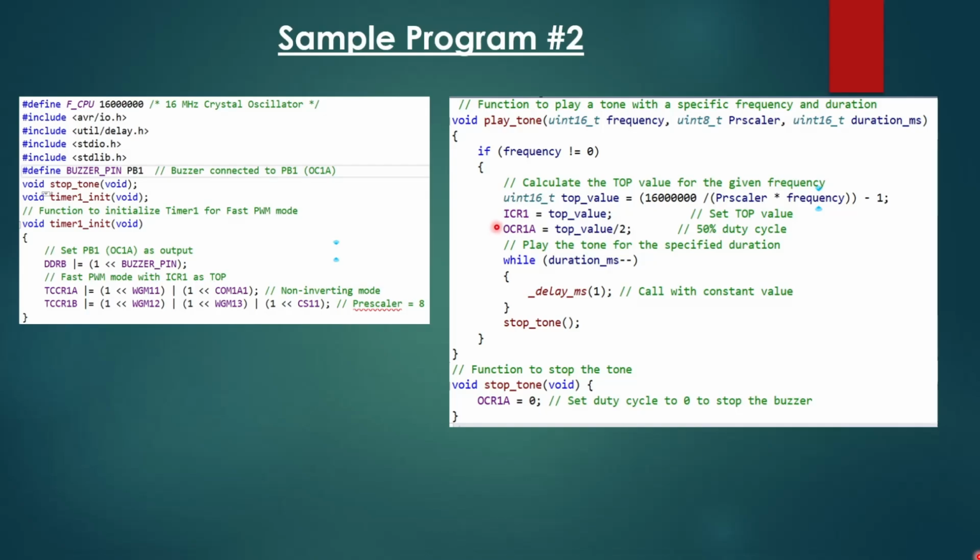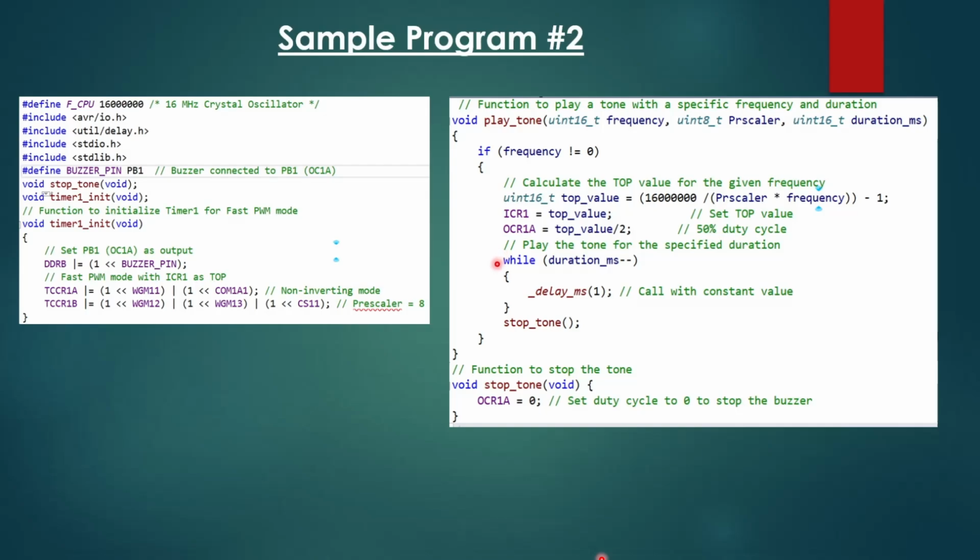Next, I have the parameter for setting up the duty cycle. As I noted, we are going to have a 50% duty cycle, which means that we have to divide the top value by 2, and that's what we assign to our OCR1 parameter. So with these two parameters, we have the pulse width modulation signal going to the buzzer.